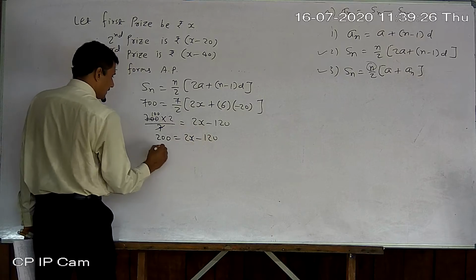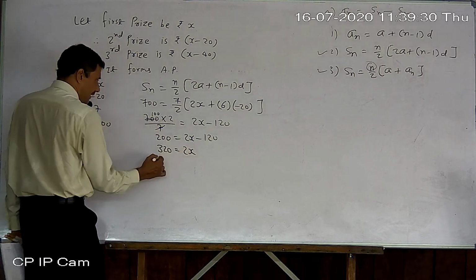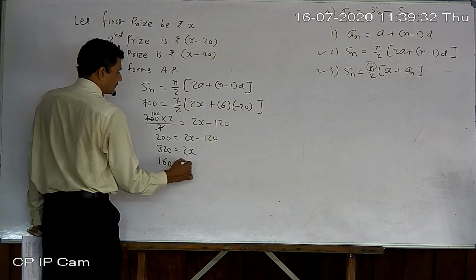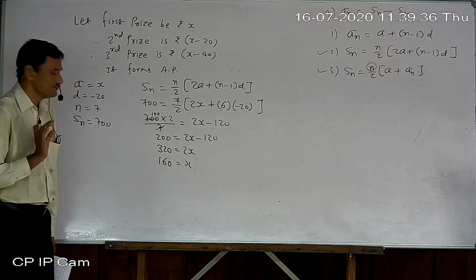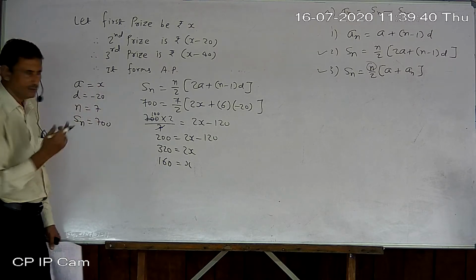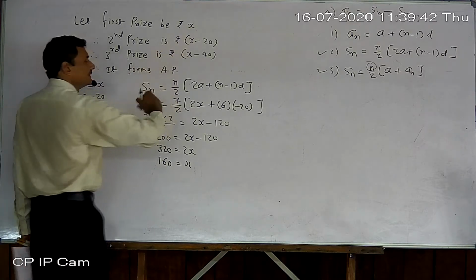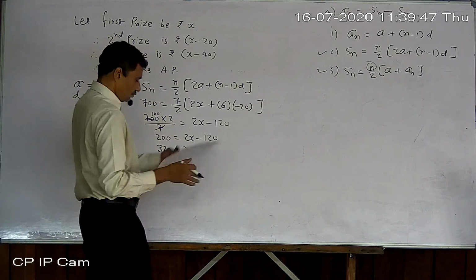120 plus, so 320 equal to 2x. Divide by 2, so 160 equal to x. So the first price is 160. Now we can write all prices, obviously reducing by 20 each time. Okay, so now write the whole answer, all 6.